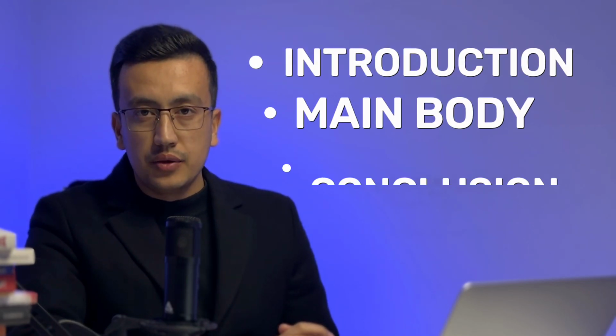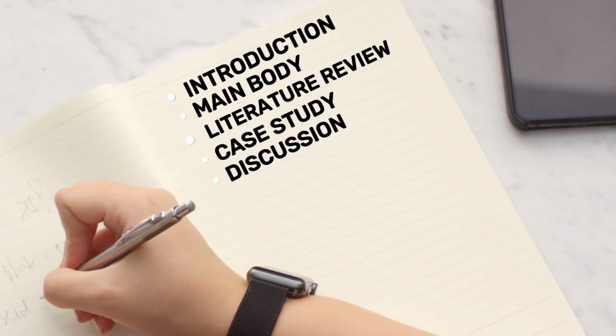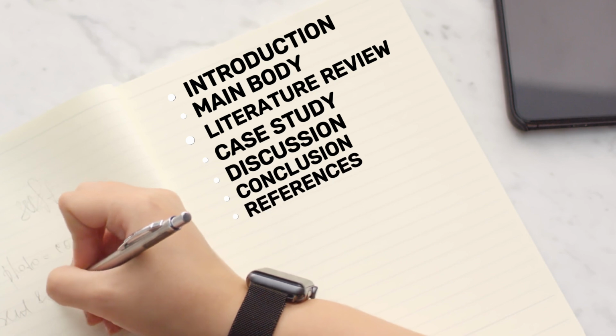Next session is about the format of long and short writing tasks. In short essays, usually there are three parts: introduction, main body, and conclusion. Longer essays and reports may include some other parts, like introduction, main body, literature review, case study, discussion, conclusion, references, and appendices. And also longer essays like dissertations or journal articles may include several parts.